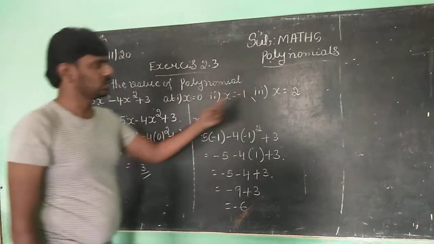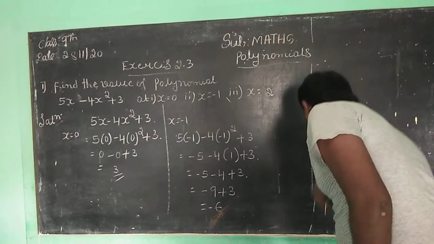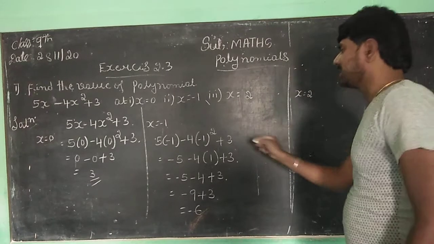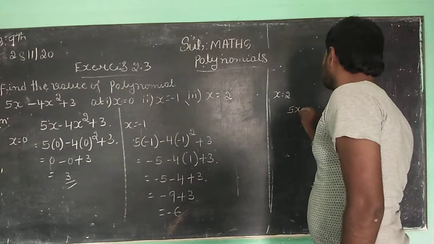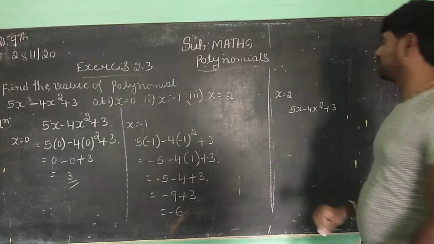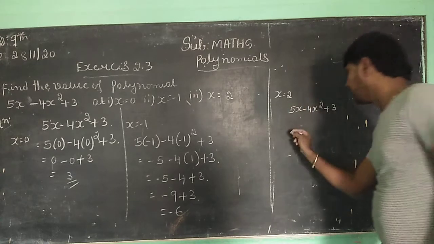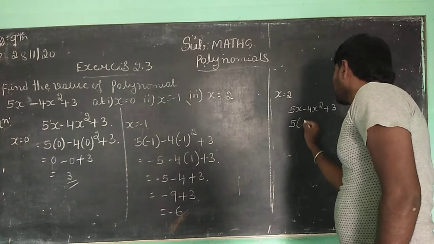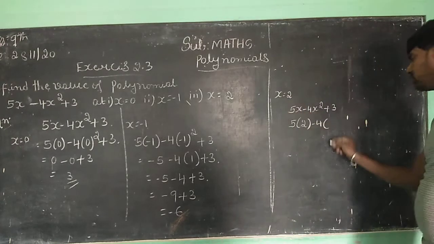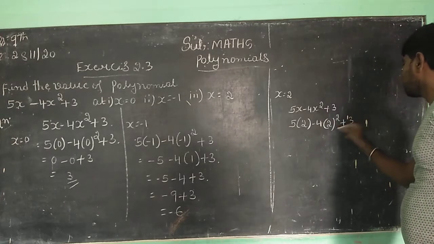Next, this x is equal to 2, you want to substitute, children. So the value of x is equal to 2. Correct children? Write as it is the question 5x minus 4x square plus 3. Correct children? This is the question, x is equal to 2. In place of x you want to substitute the value x is equal to 2, minus 4, the value of x is equal to 2 square. So next write as it is plus 3.